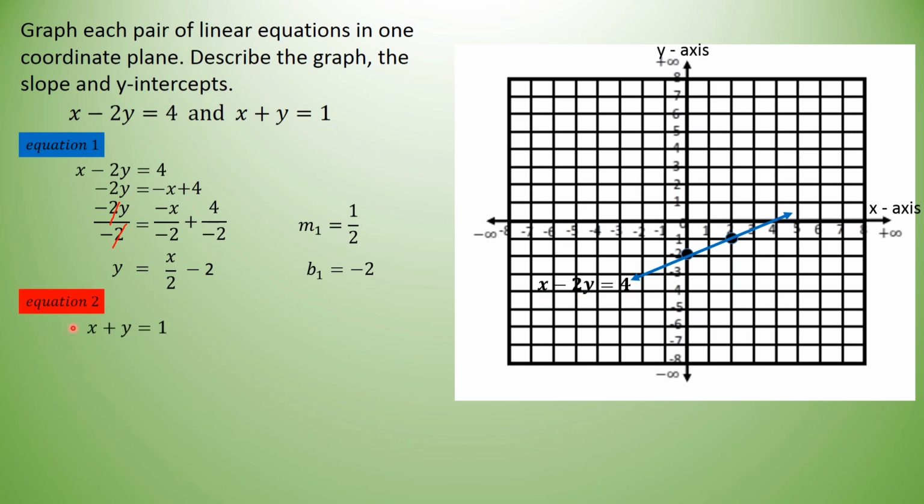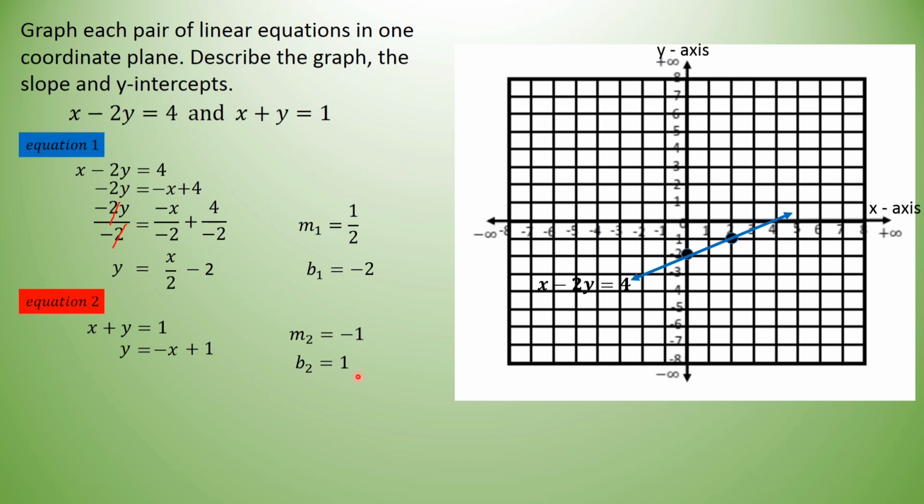Next, equation 2, x plus y equals 1. So gawin nating slope-intercept form. So this will be y equals transpose x. We have negative x plus 1. Kunin ang slope. The slope is equal to negative 1 at ang y-intercept is equal to 1.